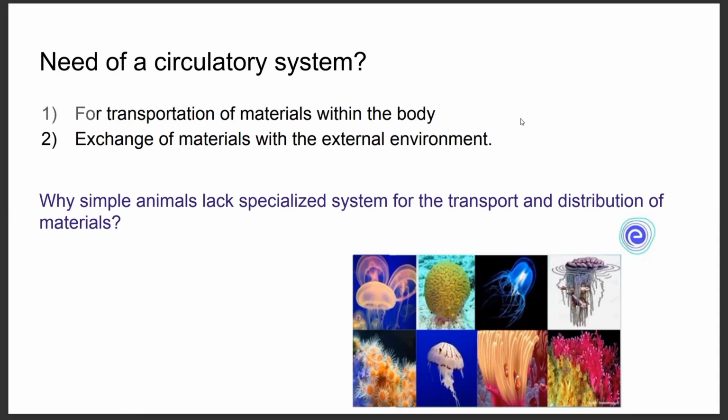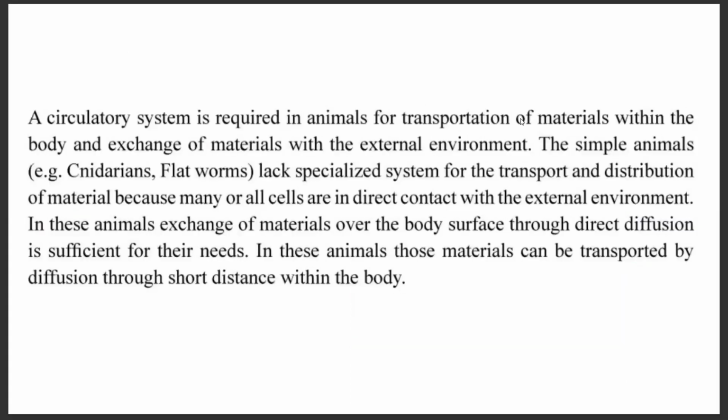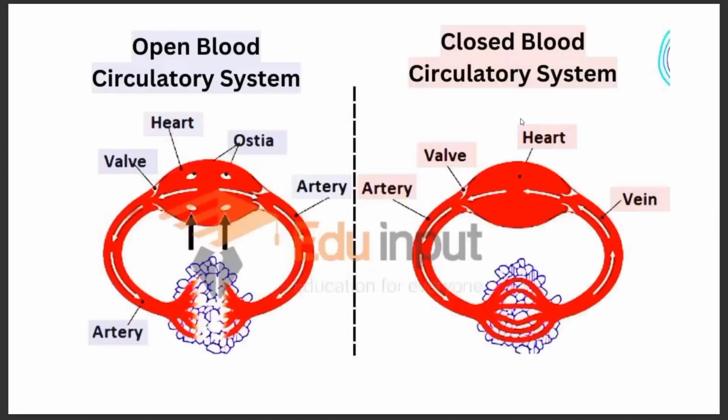Then, what are the basic components of a circulatory system? If we take a circulatory system, there are three basic components. A muscular pumping device, a heart. Then there should be interconnected vessels. And the third is the circulatory fluid, which can be blood or hemolymph. Then in the animal kingdom, there are two main circulatory systems: the open circulatory system and the closed circulatory system.